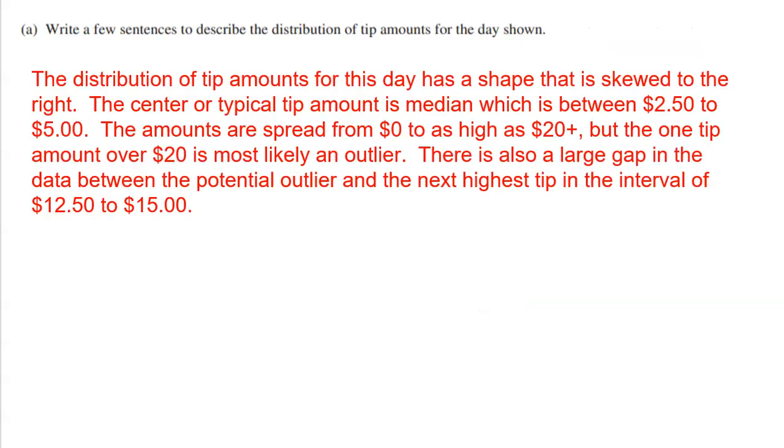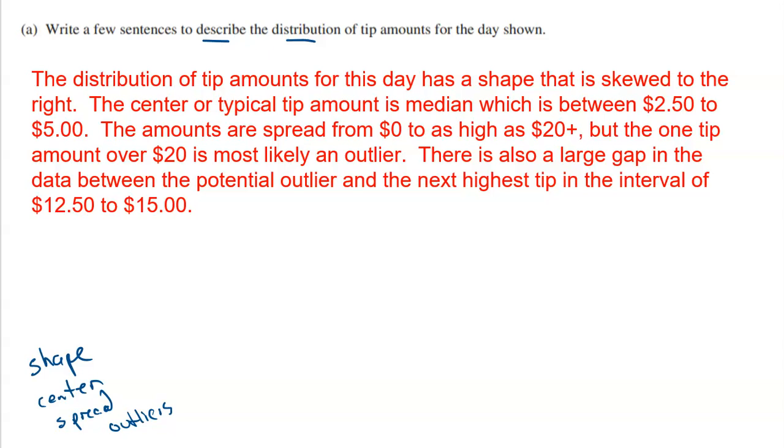All right, so the first question says, write a few sentences to describe the distribution of tip amounts for the day shown. When I'm thinking about describing a distribution, I'm thinking about a couple things. First, we want to talk about the shape. We want to talk about the center. We want to talk about how the data is spread out, and we also want to talk about any potential unusual features like outliers or gaps. So make sure that in your paragraph you talk about those 4 items, or lack thereof, and you also mention them in context, using proper units and using context the entire time.